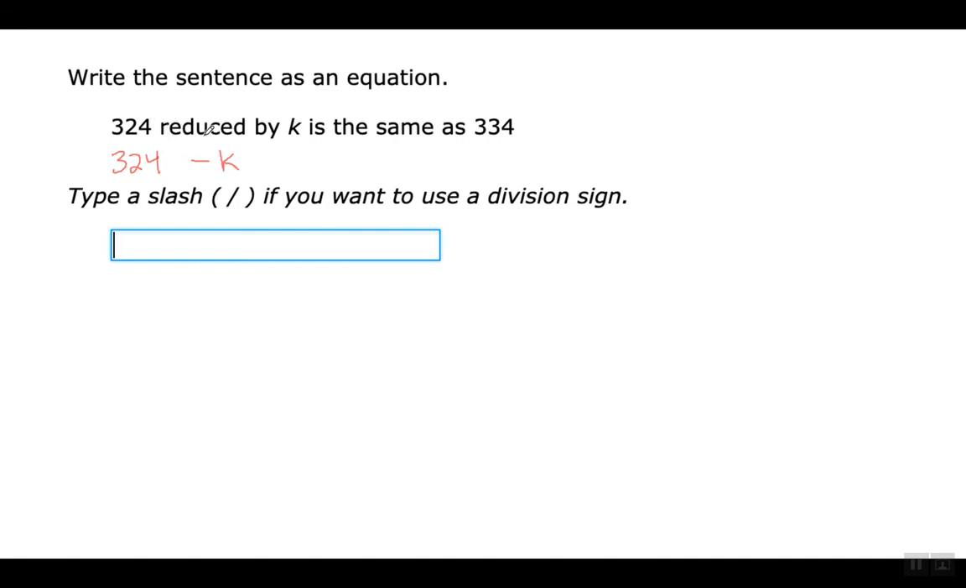324 reducido por K. Así que se escribe en esta orden. Por poco hice un error, pero no. 324 reducido por K se escribe en esta orden. Is the same as, es igual que 334. Alright, so that would be your answer.